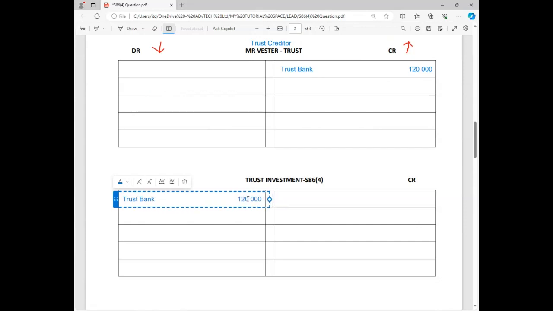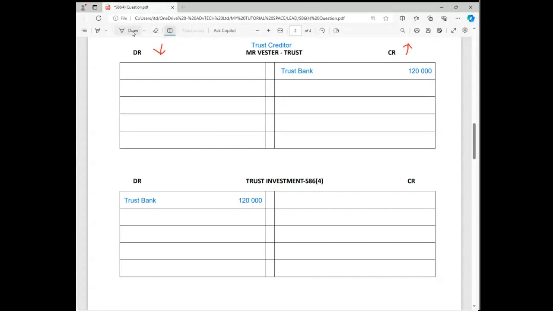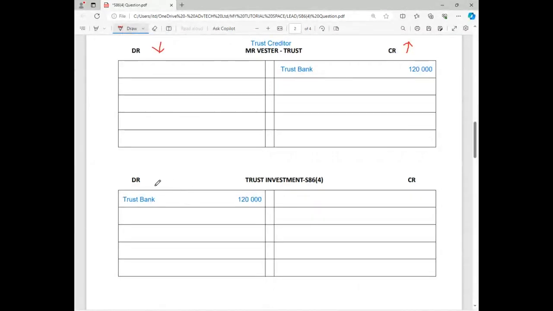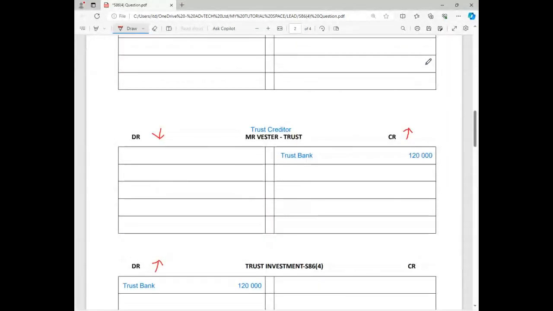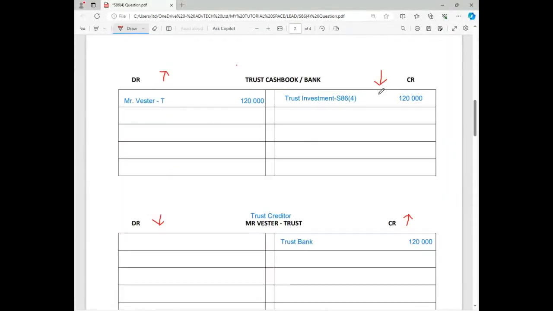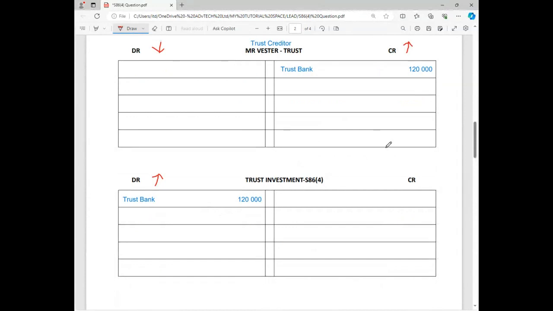So that's why now I've got a new asset in the form of what? Of investment. And then it means an asset increases on the debit side. That's why now we've got another asset, which is called what? The trust investment. And then you can see here, I took it from here to there.